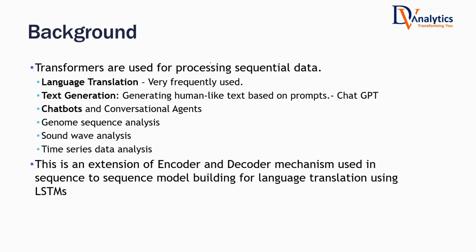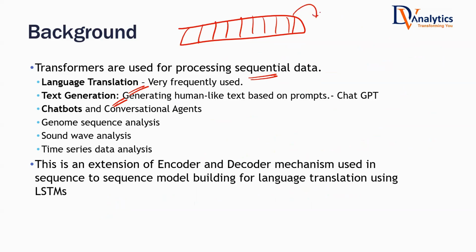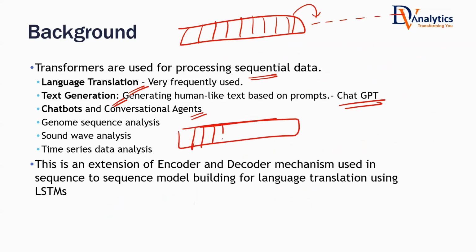Transformers are basically used for processing sequential data in language translation and text generation, taking the human text, known as a prompt, as input and generating some text based on that. That is what we do in ChatGPT. Also chatbots and conversational agents, taking the human question as the input, a sequence of words, and trying to predict the most possible answer. Genome sequence analysis, sound wave analysis, time series data analysis. These are all applications of transformers.